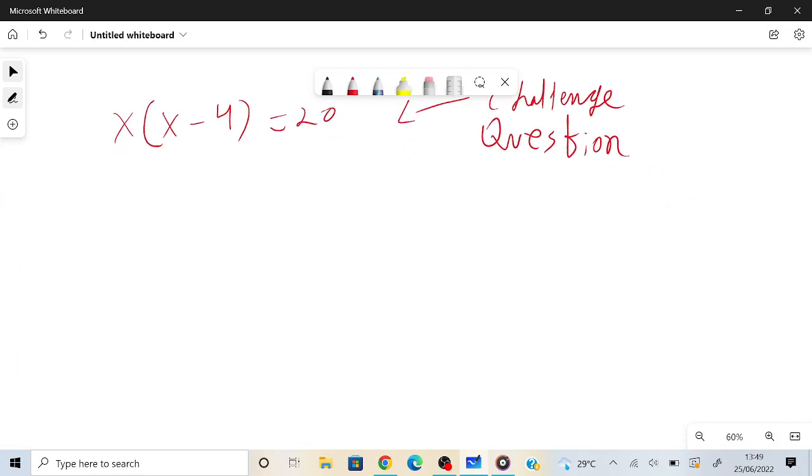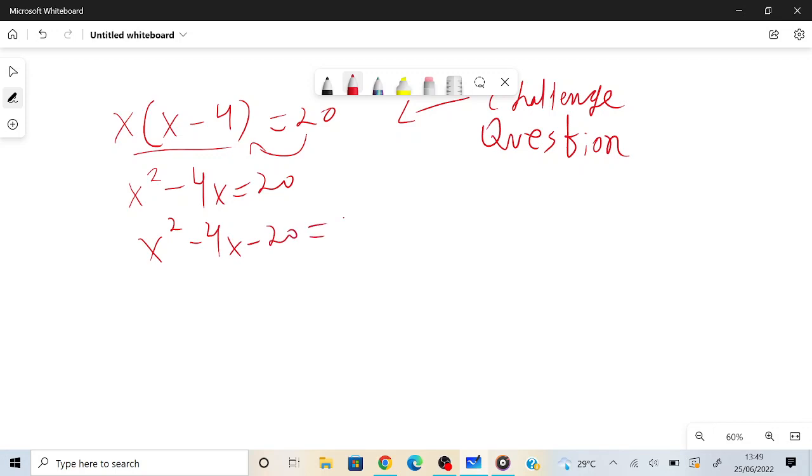So to start with this, we can see that we do not have it in the form of a quadratic equation, but we can make it. So all we have to do is just expand the bracket here. This becomes x squared minus 4x equals 20. Take your 20 to the other side, it becomes minus. So x squared minus 4x minus 20 equals 0.